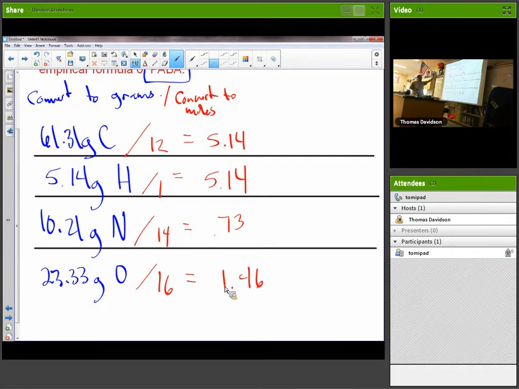So we've converted to grams, we've converted to moles. Now the last, well, there's 2 steps, but really only 1. The next one is pretty simple. Divide all answers by the smallest answer.